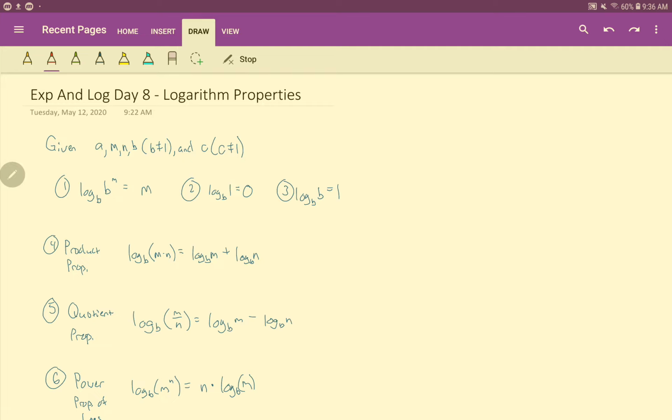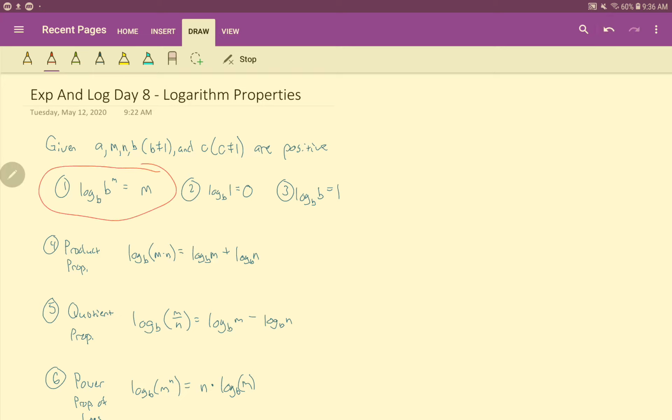Properties. This is something people sometimes gloss over, but it is important to recognize here that whenever we talk about A or M or N or B and C, we're assuming that these are positive. And additionally, we are assuming that B is not 1 and C is not 1 either. So let's highlight some basic properties first.